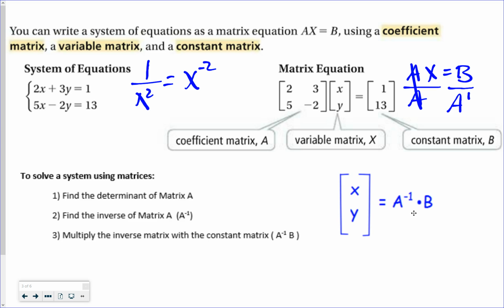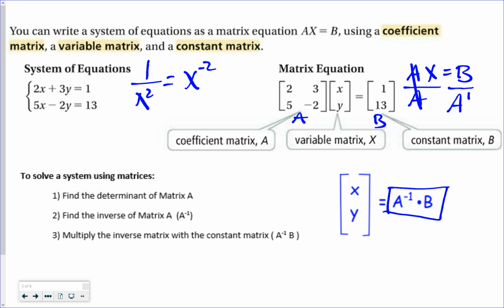If you have a graphing calculator, you can plug in matrix A, you can plug in matrix B, and then tell it to do A inverse B, and you'll get your answer right every single time. True story. Let's do a couple of them. You ready?